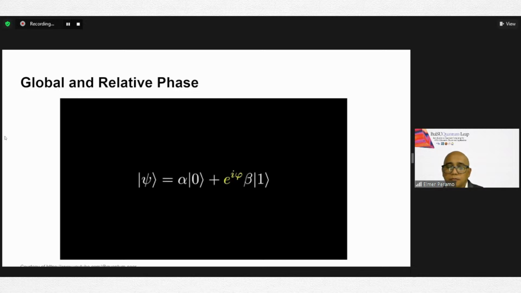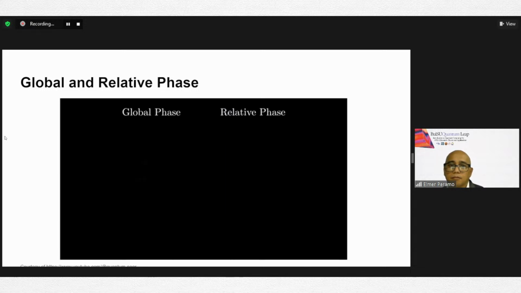By multiplying the 1 state of the qubit with the complex number e to the i phi, we rotate the qubit around the z-axis by phi radians. But why is it the 1 state and not the 0 state being multiplied by the complex number? There are two types of phase, global phase and relative phase. Global phase is when the entire qubit is multiplied by a complex number, and relative phase is when just the 1 state is multiplied by a complex number.